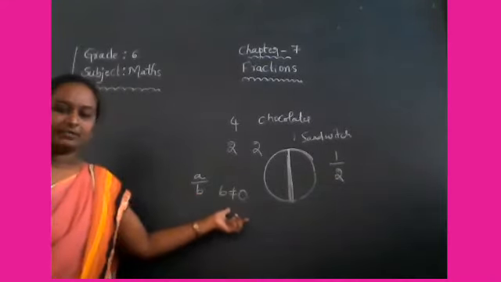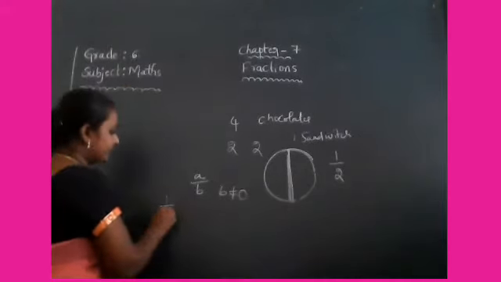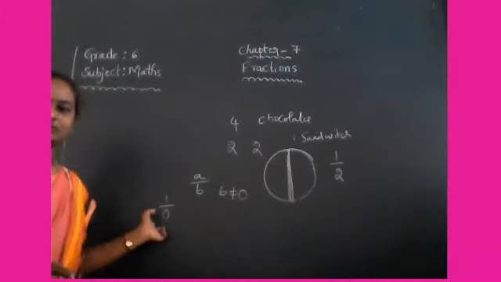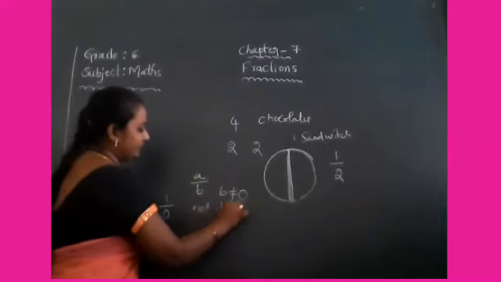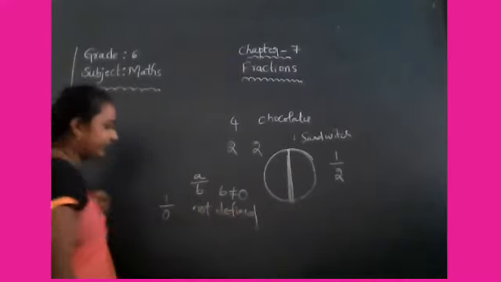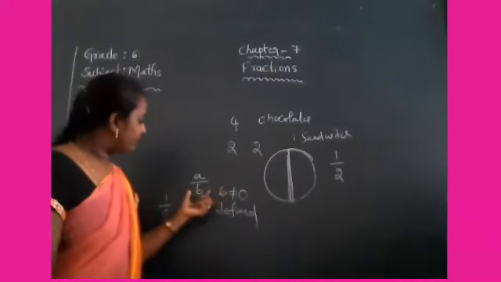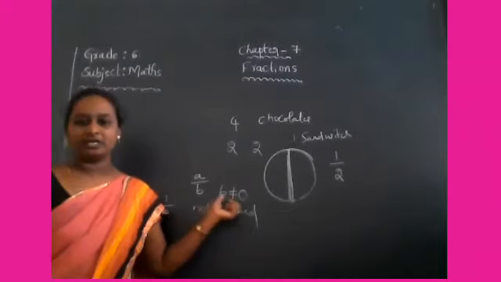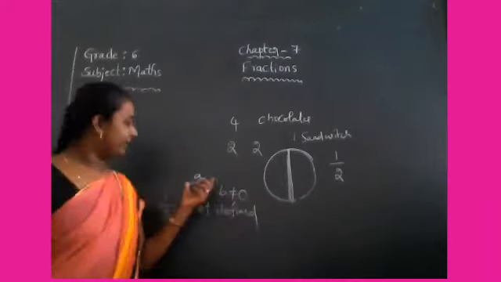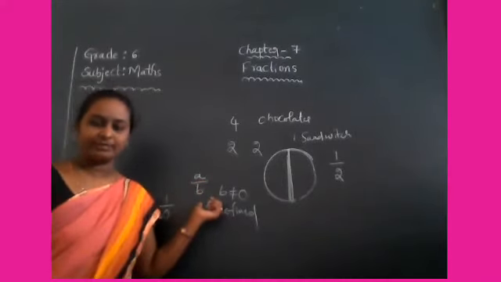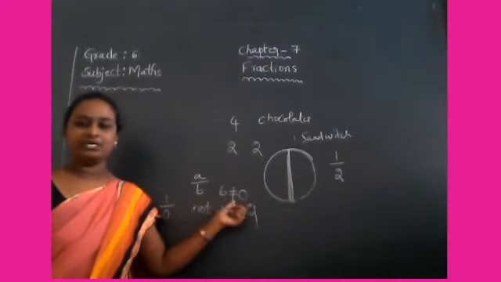Why b is not equal to 0? Suppose 1 divided by 0, can you divide this one? No. So that means it is not defined. So that's why 1 divided by 0 is not defined. So always denominator is not equal to 0. This thing you have to remember. So what is the rule here? A fraction is in the form of a by b, where a and b are whole numbers, b is not equal to 0.